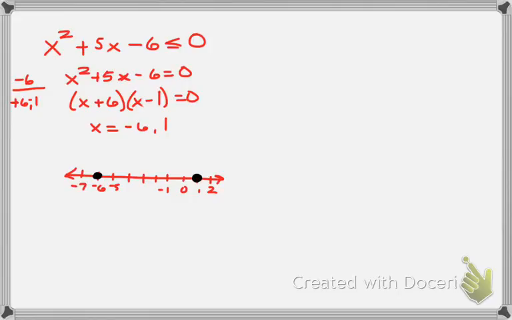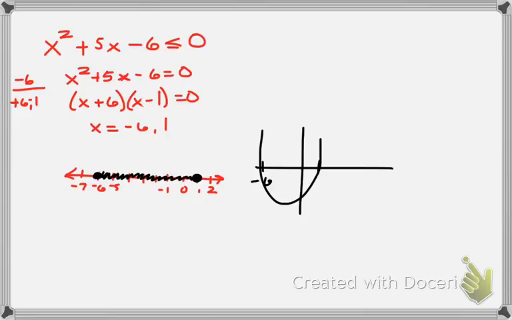Now where would my graph be negative? Now here's your clue. Would this parabola be facing upward or downward? Upward. So if you do a quick sketch of this, we're at negative 6 and positive 1, and it's facing upward, right? I don't really care where the vertex is or anything like that. So the negative part would be in between. So I'm going to shade in between.